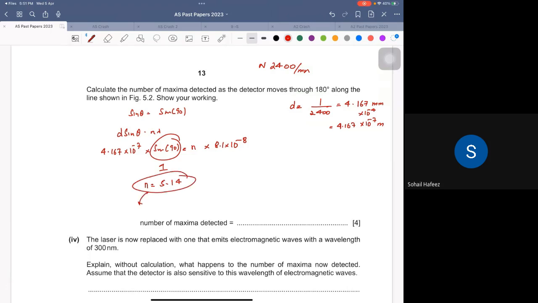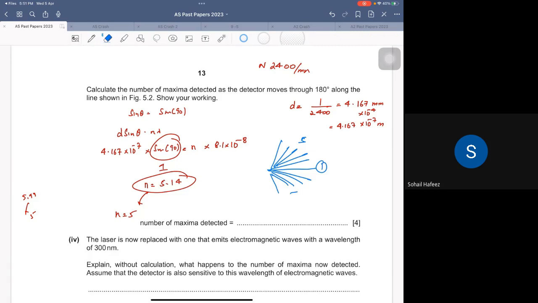You always have to round it down, so n will be 5. Even if the answer was like 5.99, you would still take 5. So it means basically you will have 1, 2, 3, 4, 5 on one side, 1, 2, 3, 4, 5 on the other side, and then the central one. So the total will be 5 plus 5, 10, and 11. Is it clear, everyone? Any questions? Let me know.